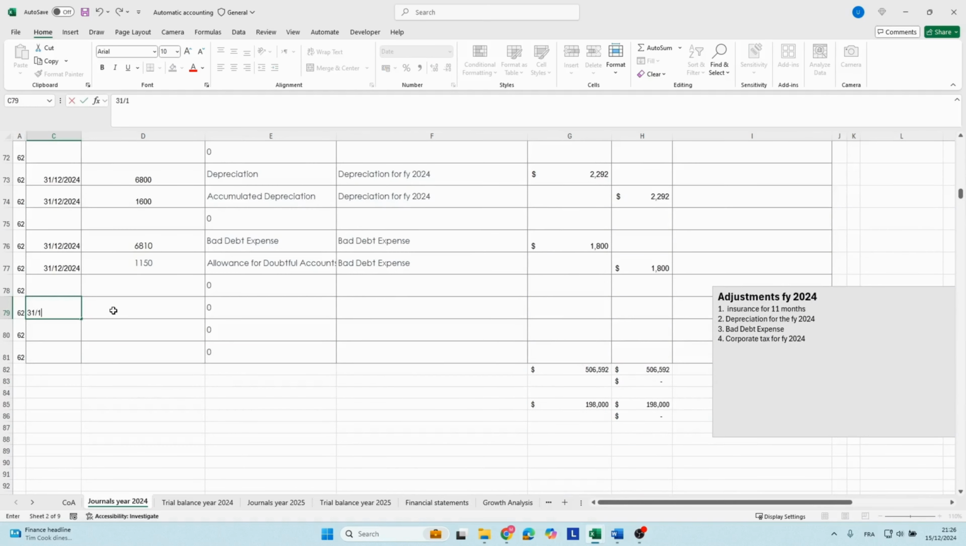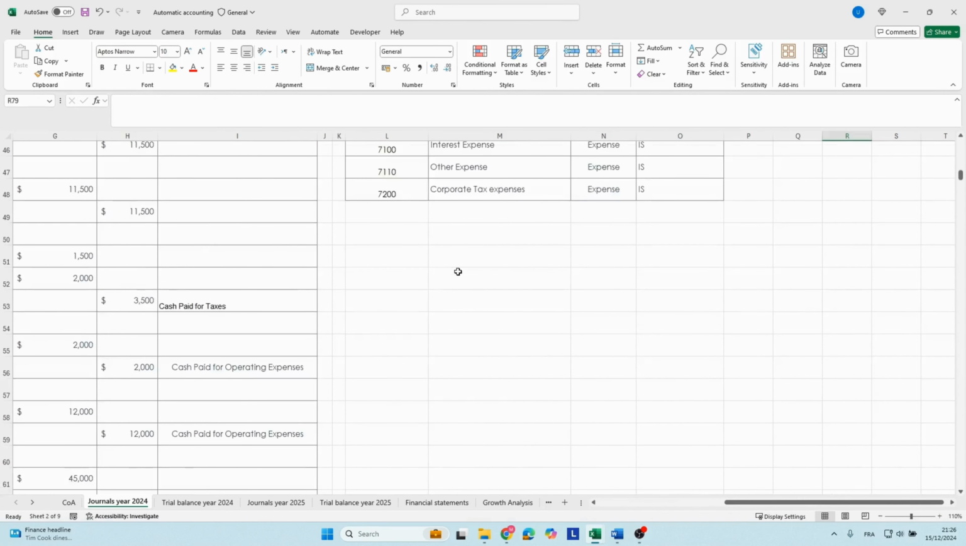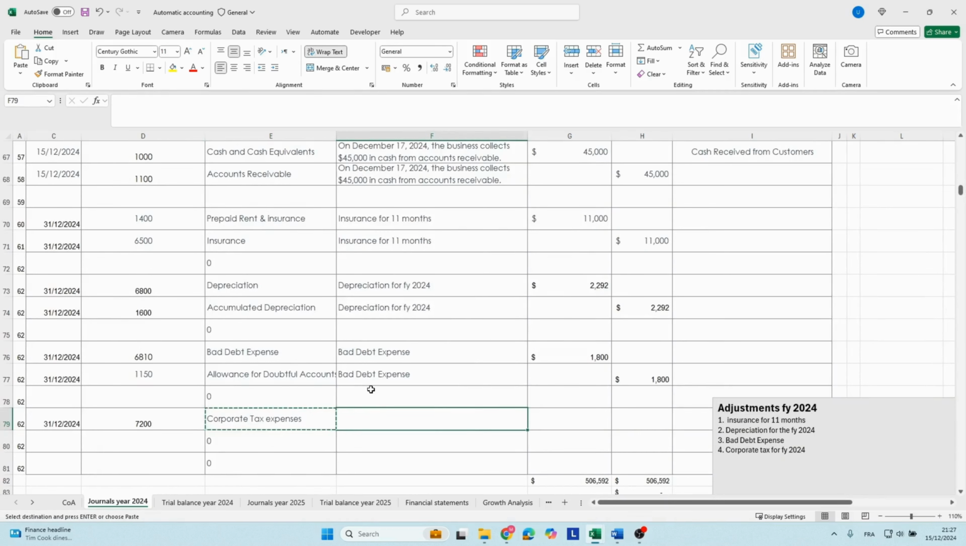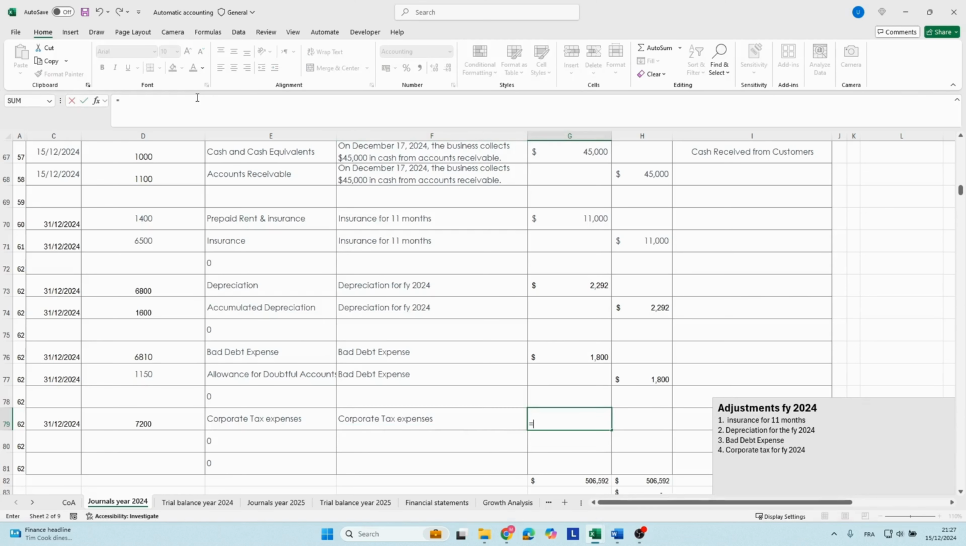Let's start by booking our transaction. For corporate taxes, we go to the chart of account and you see that this is account 7200, and we put the description: corporate taxes expenses financial year 2024. Here we put the amount for the EBIT. We have found that it's 10,408. We multiply by the percentage of corporate taxes. In our case it is 20%. So we multiply by 20% and we get the value for corporate taxes.